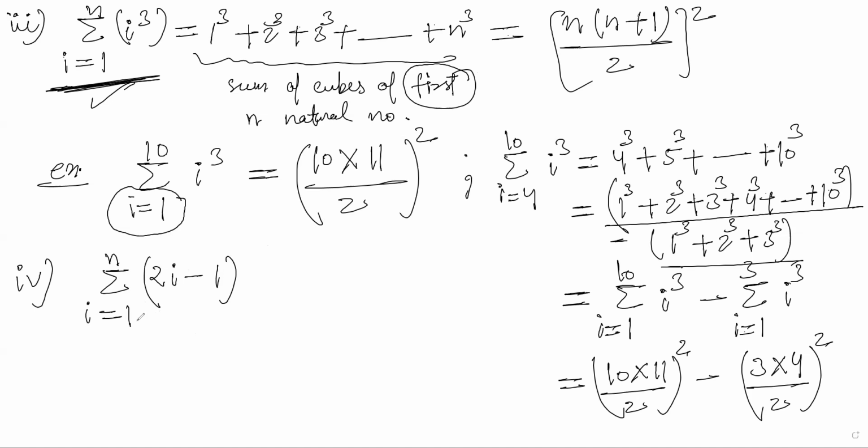So if you write i equals 1, this will become 1. If you write i equals 2, this will become 3. If you put i equals 3, this will become 5. So this is nothing but the sum of first n odd numbers.